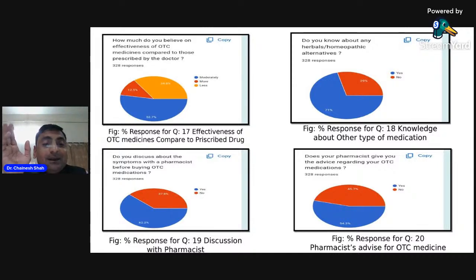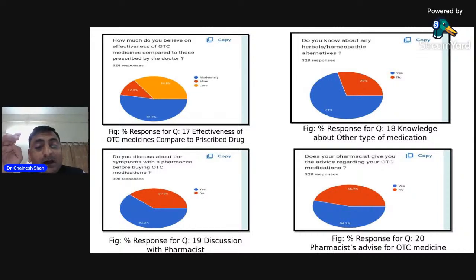But when we asked them, do you discuss the symptoms with the pharmacist before buying the medicine? They told yes. In some cases, around 37% cases, they don't discuss. They just directly go and ask, I am having pain, please give. And they will give, or else they will say the brand name and go for it.